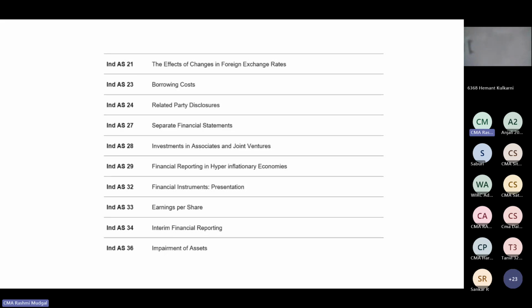Okay, next is Ind AS23, borrowing cost. Borrowing cost consists of not only interest, but also some guarantee costs. What to do with these costs, how to represent them, and how we can justify the borrowing cost if we are borrowing from any bank, NBFC or any person. We need to recognize it as per short term and long term, and then we will report it as per the Ind AS.